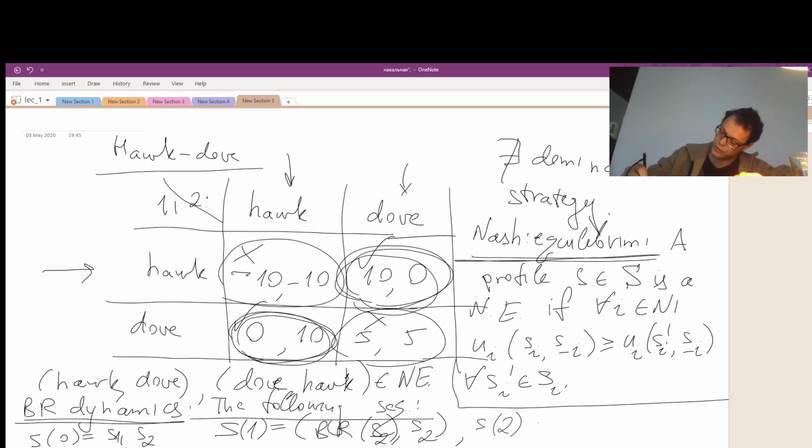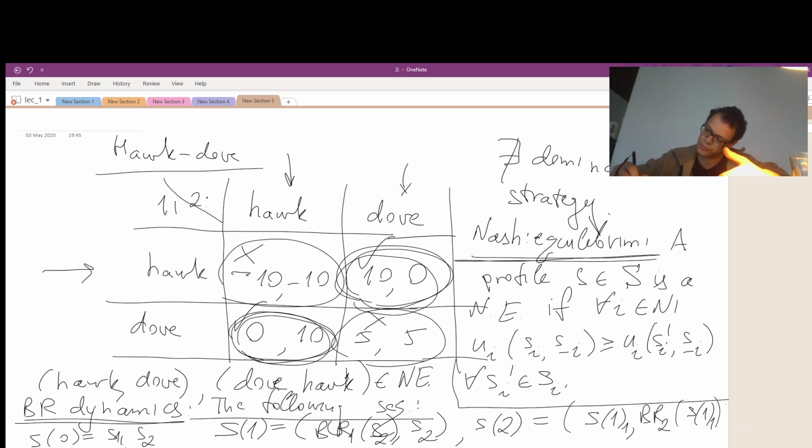At s2, the second player best responds to what the first player did in the previous time step. So the first player plays what was in time 1 in his coordinate, and the second player best responds, and when I write best response, I should write it from the point of view of each player. So the second player best responds to s1 at time 1, what the first player did, and so on and so forth.